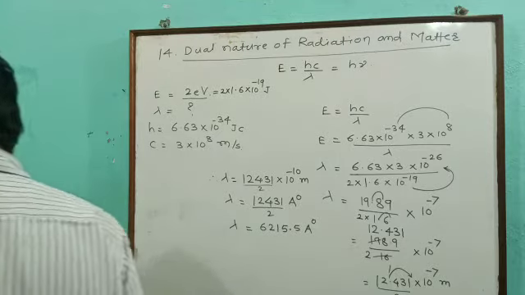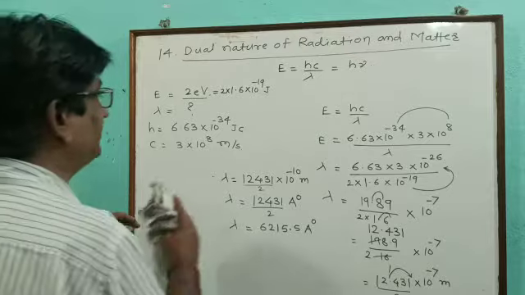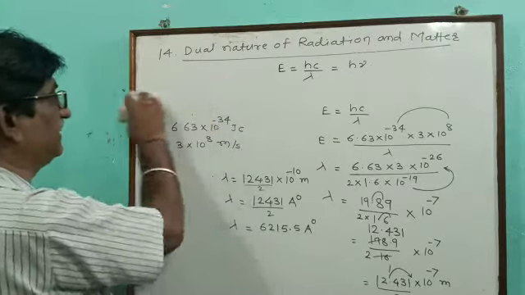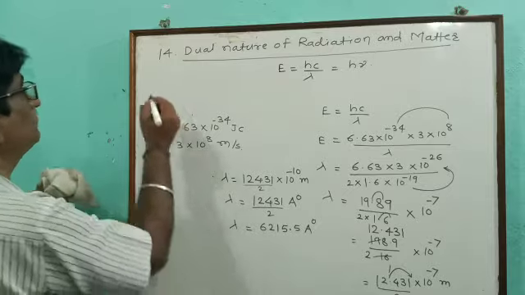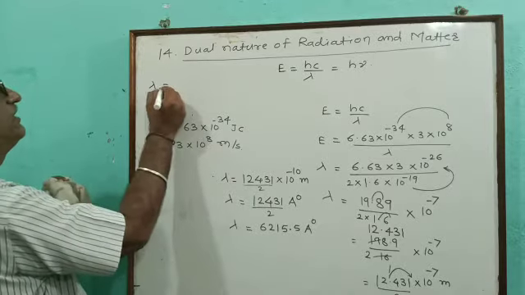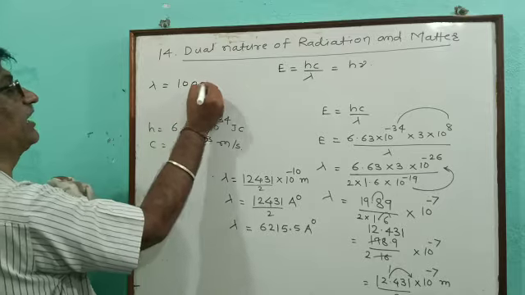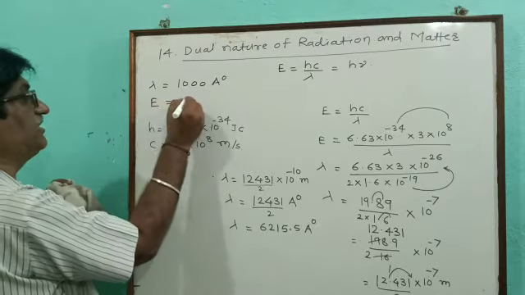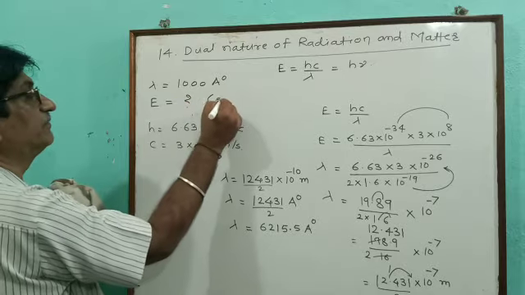But if the wavelength is given, we can find out the energy. So here if the wavelength is 1000 angstrom unit, what will be the energy in electron volt?